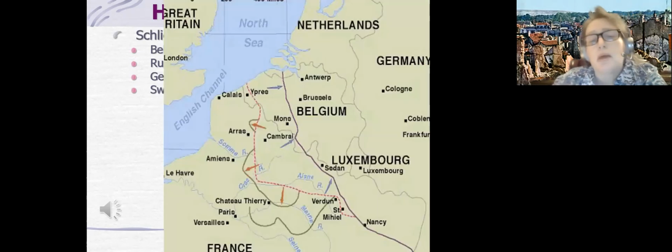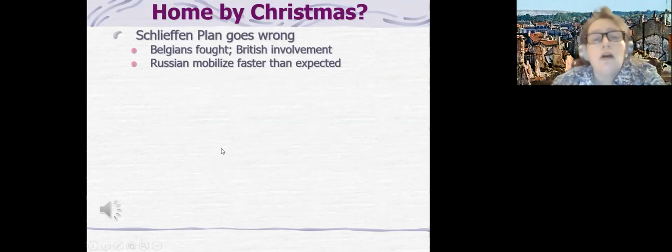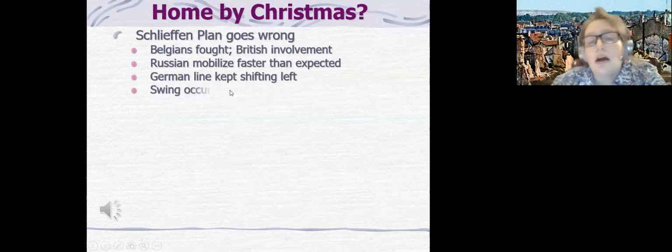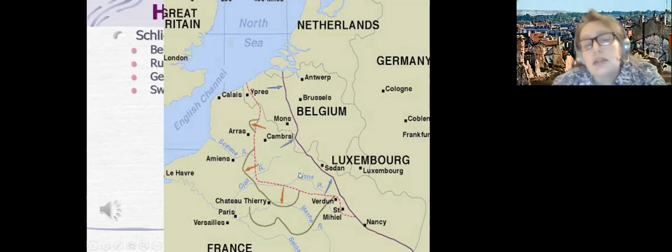I'm going to go back to my map for a second. You can see here, this is the German line, and this is the Allied line and where they initially push it to, and then where it comes back to. And there is the Somme River. And the reality is they're going to fight right through here.